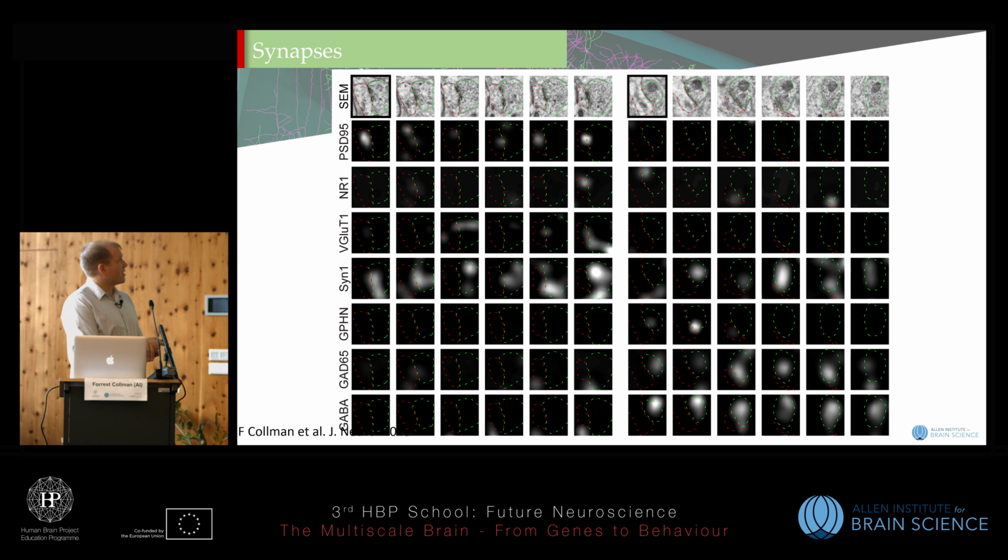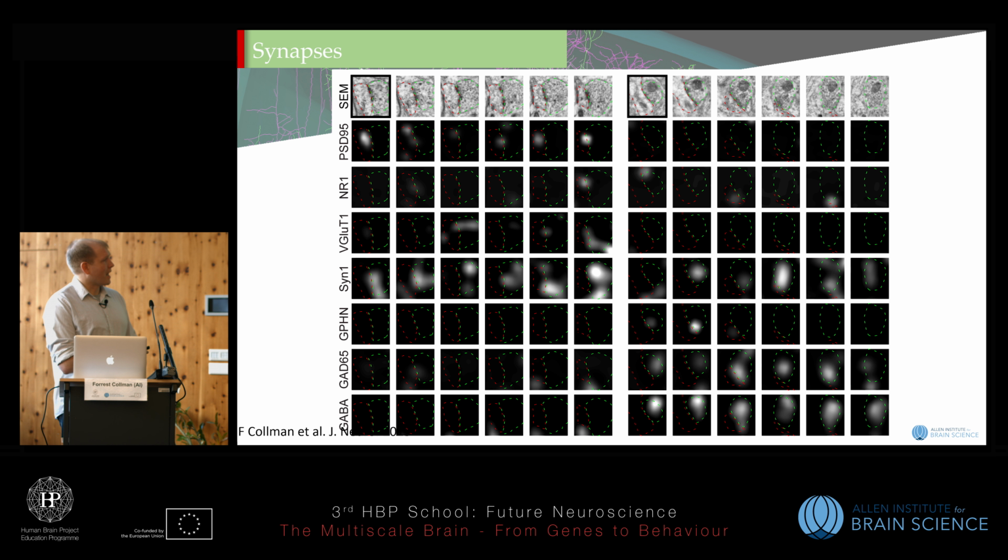You can see here the molecular hallmarks of different types of synapses. The excitatory synapse has PSD95 in the synaptic cleft. It has some NMDA receptor signal. It also has VGlut1 in the presynaptic zone, and synapsin in the presynaptic zone, and an absence of inhibitory markers.